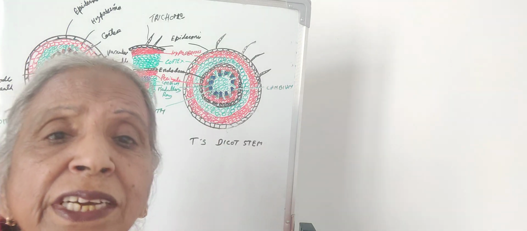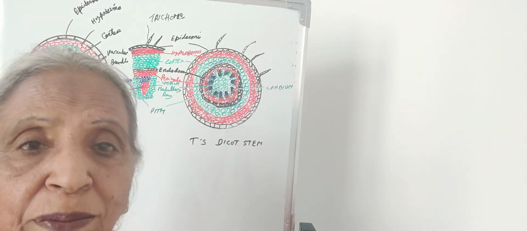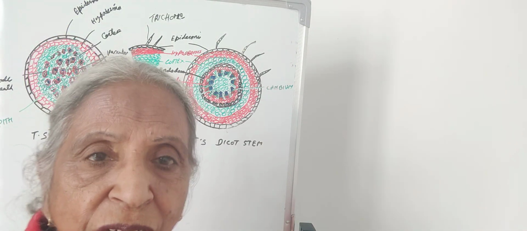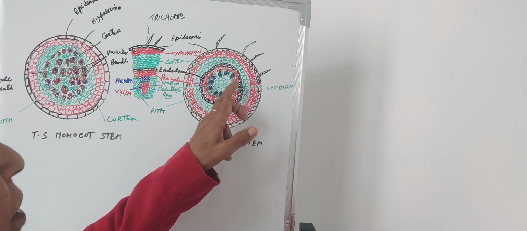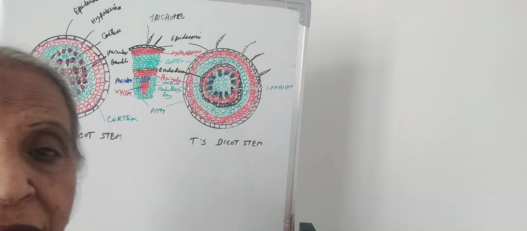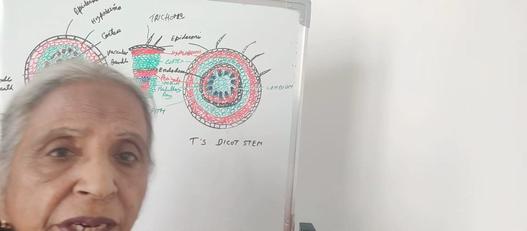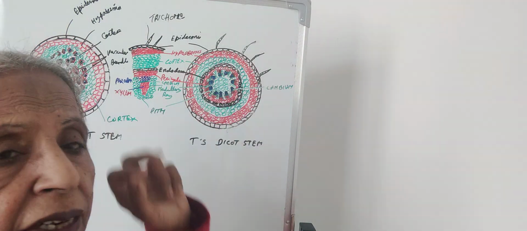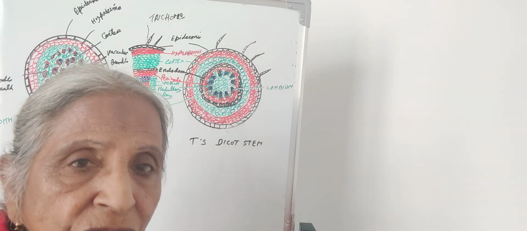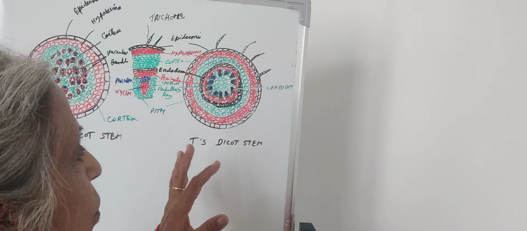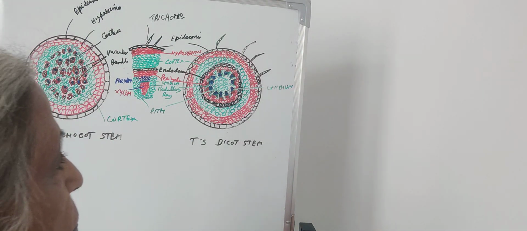Having the cambium strip in between the xylem and the phloem, the bundles are called open bundles, which help in the secondary growth of the stem. In between these bundles, there are parenchymatous cells, which form the medullary rays. In the center, again, parenchymatous cells are present, which form the pith of the stem. So this is all about the anatomy of dicot stem.